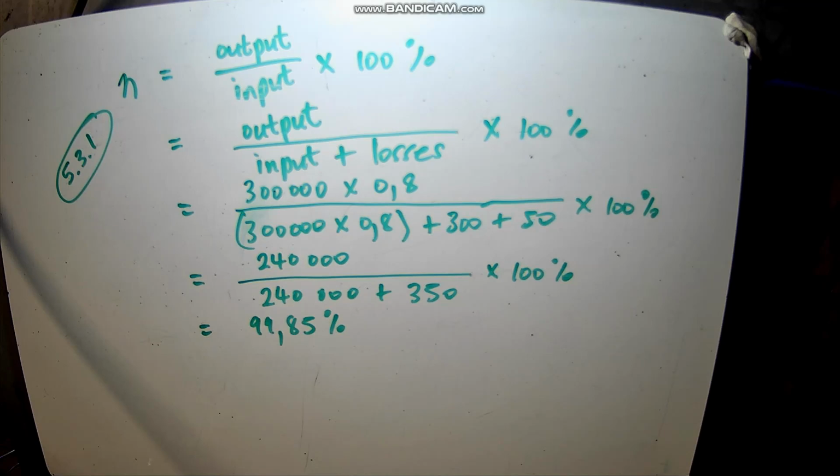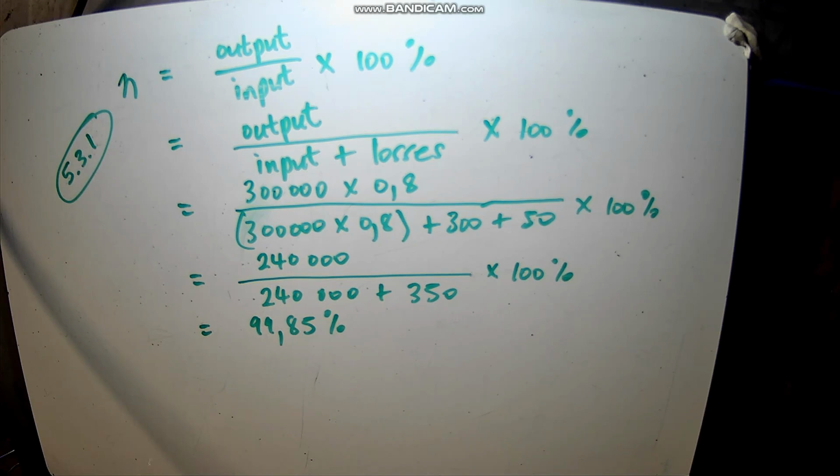If you are getting more than 100%, you are adding the losses to the numerator. Please do not do that. Right, so that was the efficiency calculated. So the first question said calculate the output power.